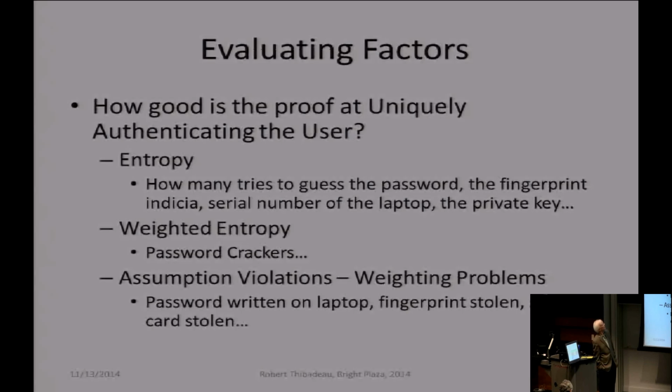In general, people look at evaluating the goodness of a factor, and a common way of doing this is entropy, which is how many tries to guess the password, fingerprint, indicia, the serial number of the laptop, the private key, or whatever. There's a concept of weighted entropy, and of course password crackers use this. They say, well, we'll guess these passwords first, okay, and we're likely to hit them because there's actually a weighted entropy function sitting around. And then there are the assumption violations, which are weighting problems. So, how do you weight the fact that the guy might have written his password on a sheet of paper and stuck it underneath his laptop? Okay, that pretty much destroys any entropy of a very good password. So how do you turn that into a weighting problem? And it's just kind of hard to do it.